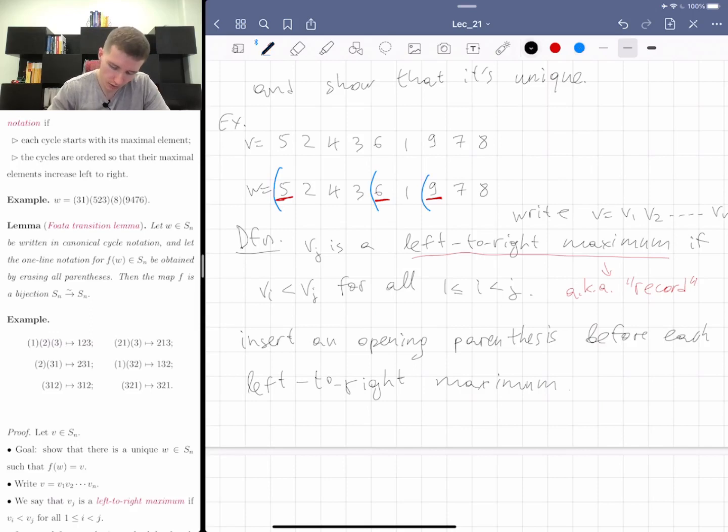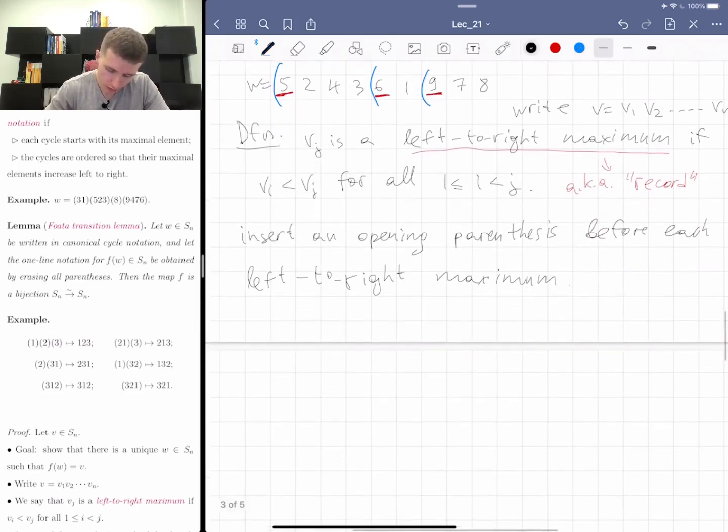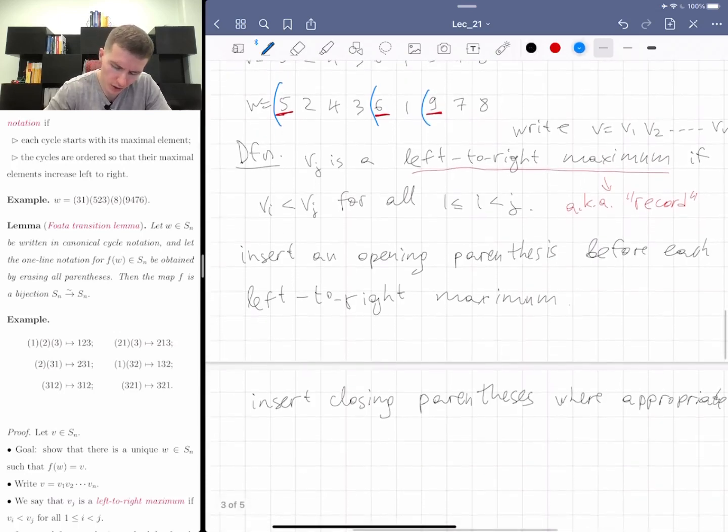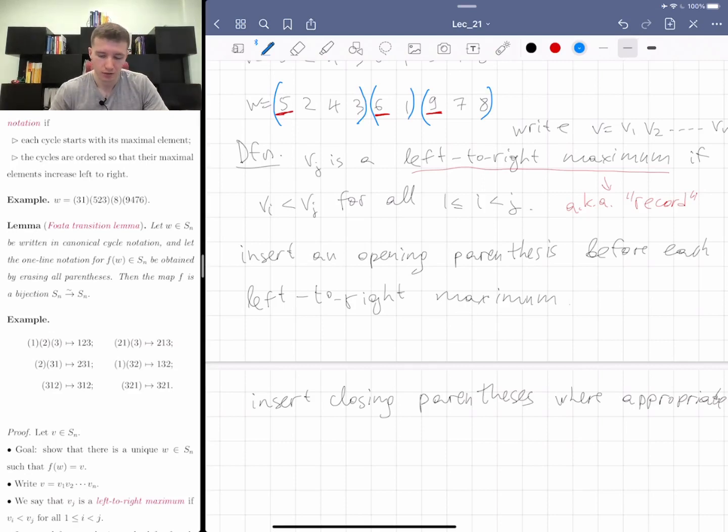And then you also insert closing parentheses where appropriate, because there is a unique place to insert the closing ones: you want the opening ones to match the closing ones, and you want all numbers to be between some pair of parentheses. And that's it. What you get is a canonical cycle notation.